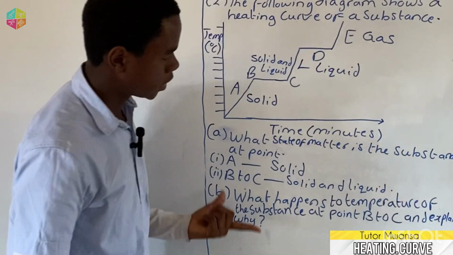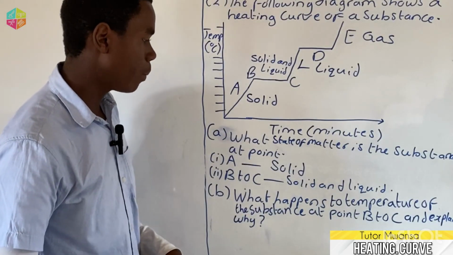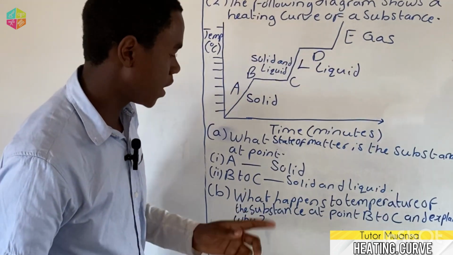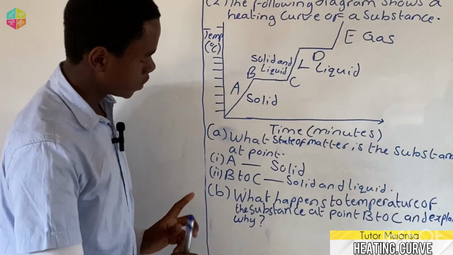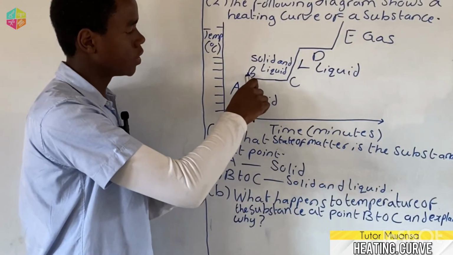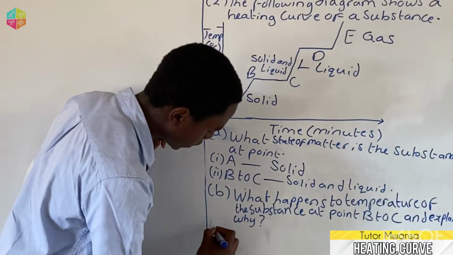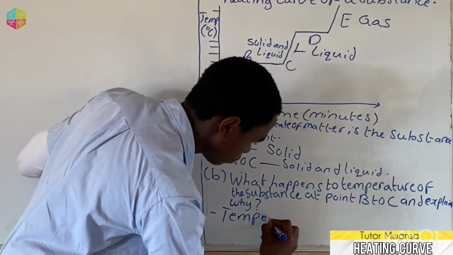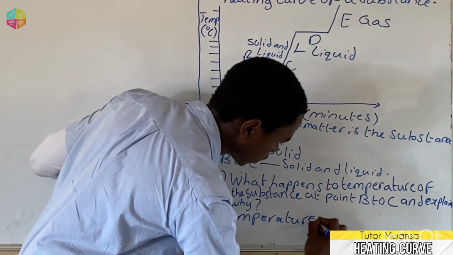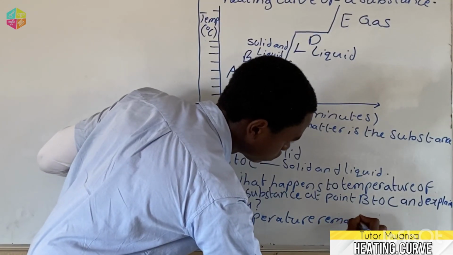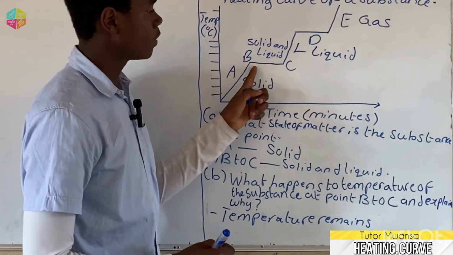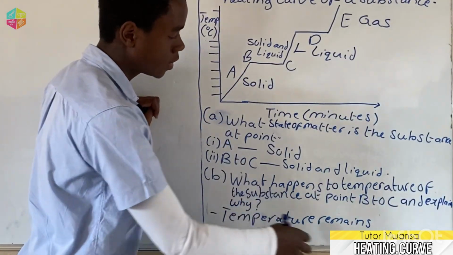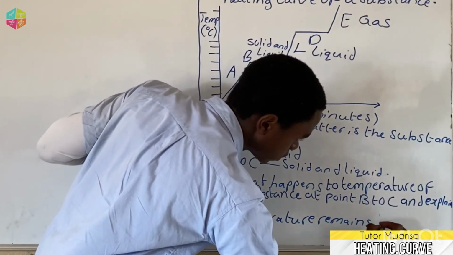All right, let's look at the last question here. What happens to the temperature of the substance at the point B to C, and explain why? Okay, so what happens to the temperature at this point B to C? So what you have to understand is that the temperature remains constant. So it remains the same, it doesn't change. If the temperature here was maybe 50 degrees Celsius, it won't change. It will be what? The same. It will remain what? Constant.